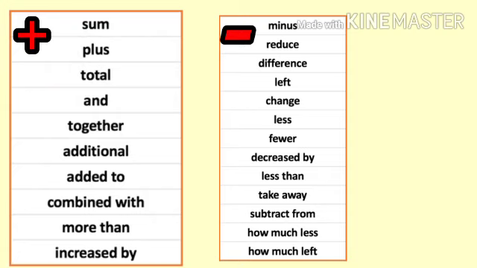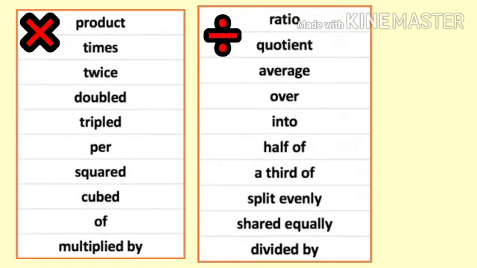A skill of translating between verbal statements and algebraic equations requires an understanding of the words that are commonly used to represent mathematical operations: add, sum, plus, total, and, together, additional, added to, combined with, more than, increased by, are the words commonly used to represent the operation of addition. Similarly, there are many other words to represent the operations like subtraction, multiplication, division, equal to sign, parenthesis, etc.